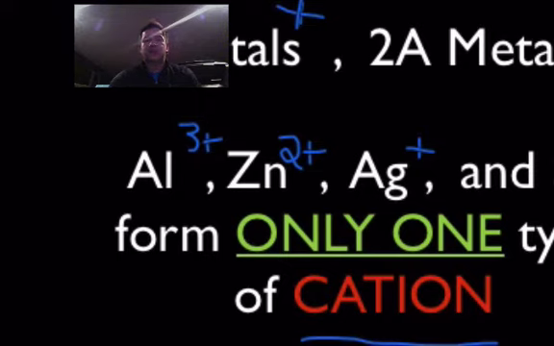Whereas iron obviously doesn't fit into these categories, so it forms two cations, and we're going to have to use those Roman numerals. For all these metals here, we don't have to use Roman numerals because they only form one type of cation.